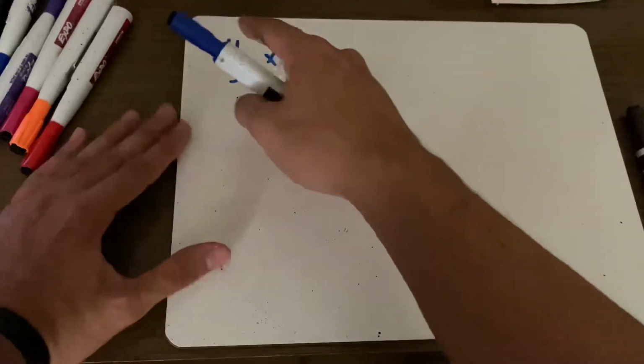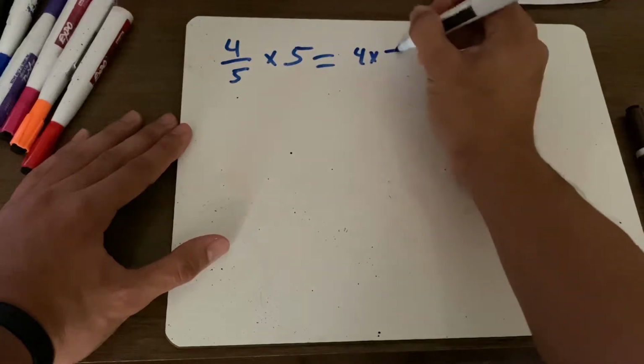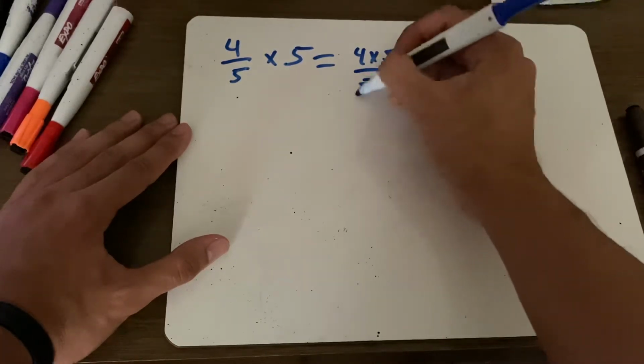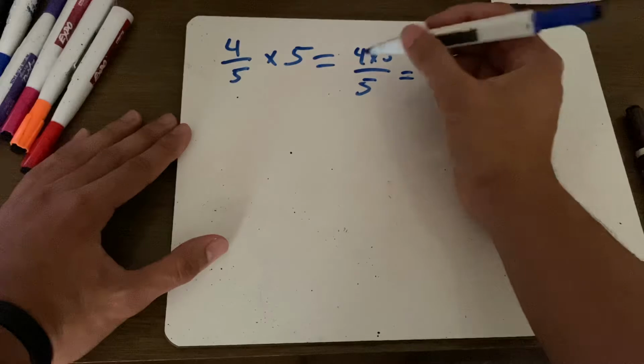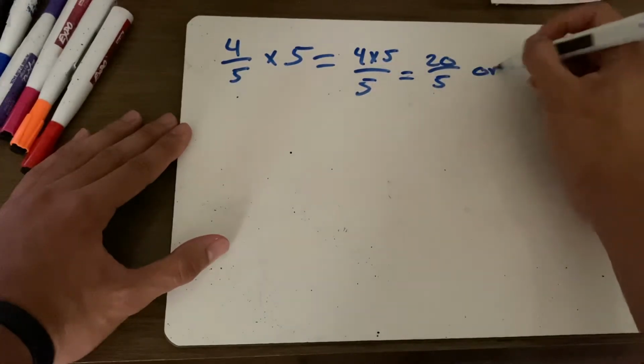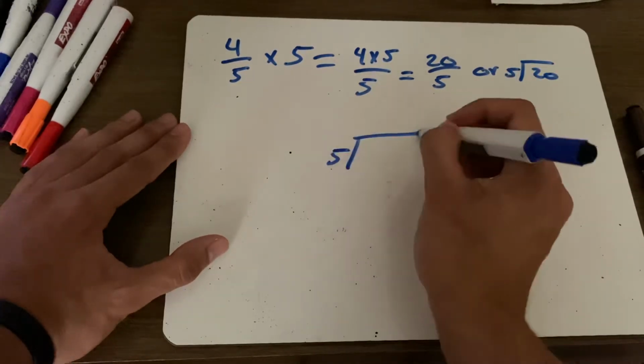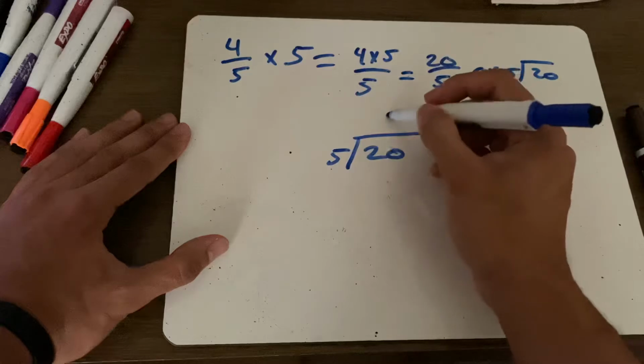So for example, if I have 4 over 5 times 5, then that is 4 times 5 over 5. 4 times 5, that's 20. This is the same thing as saying 5 divided by 20. And then we have 5 divided by 20. 5 goes into 20 4 times.